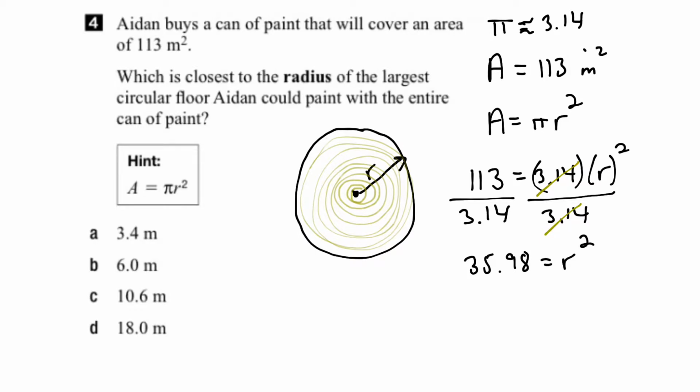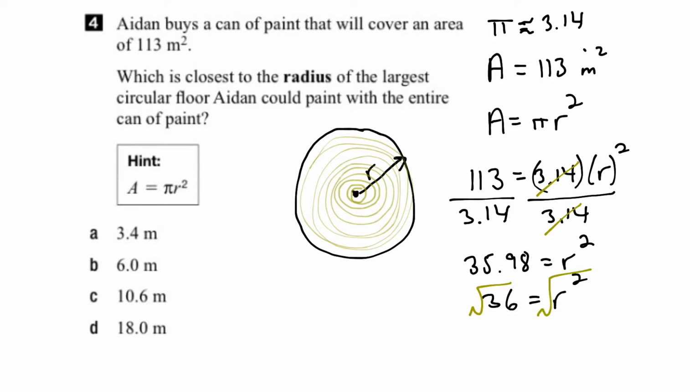Now we're asked to find the closest radius, so what we can do is round this up a little bit, and we'll call that, say, 36 equals r squared. Next, we want to get rid of the square, so we just have a single r. So the opposite operation of squaring something is taking the square root of something. So let's take the square root of both sides.